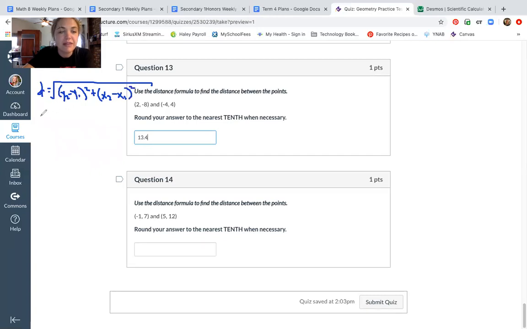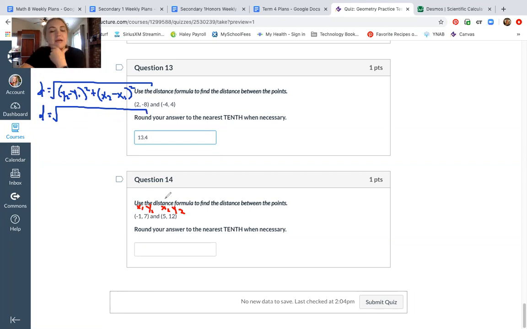All right, then I need to label those things in my problem. So I said I wasn't gonna color code. You know I can't not do it, man. X1 and Y1 for the first ordered pair, and the second ordered pair is X2 and Y2. All right, so now I can put those things into the formula.